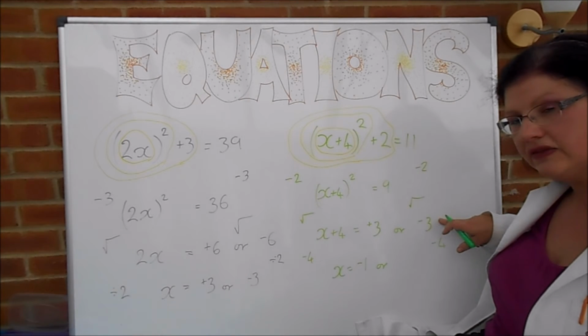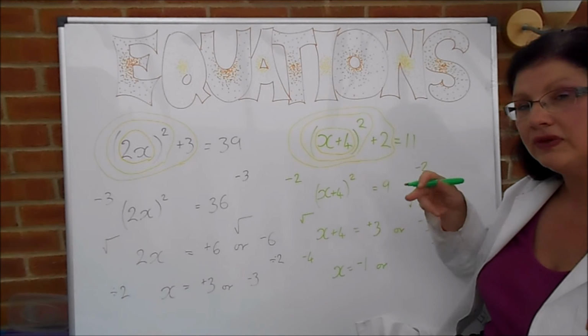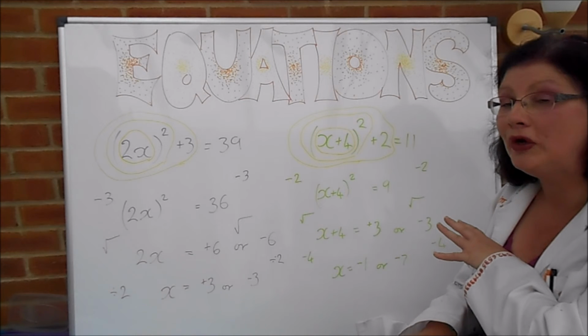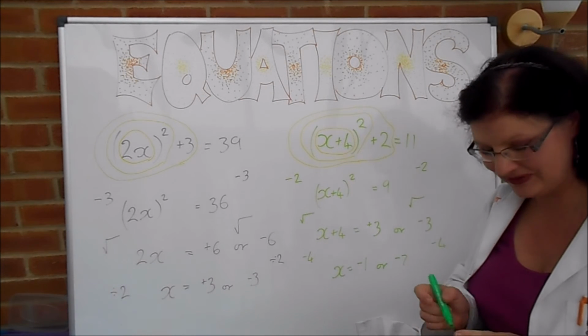or negative 3 take away 4. Negative 3 take away 4 is negative 7.